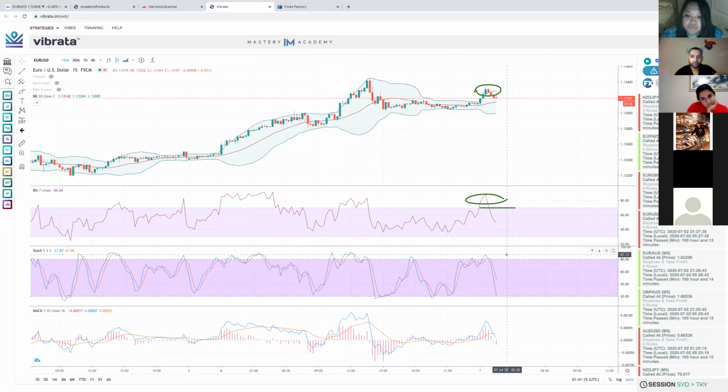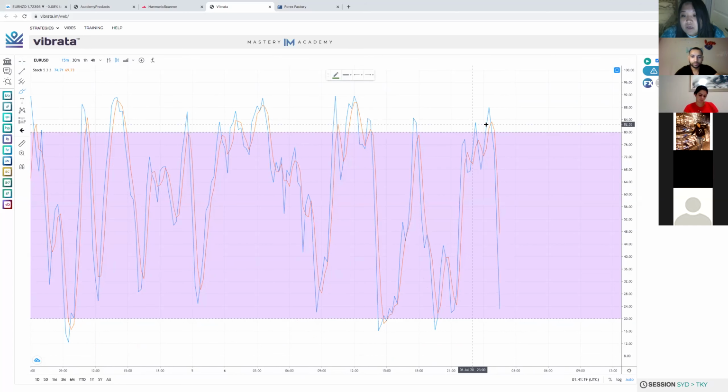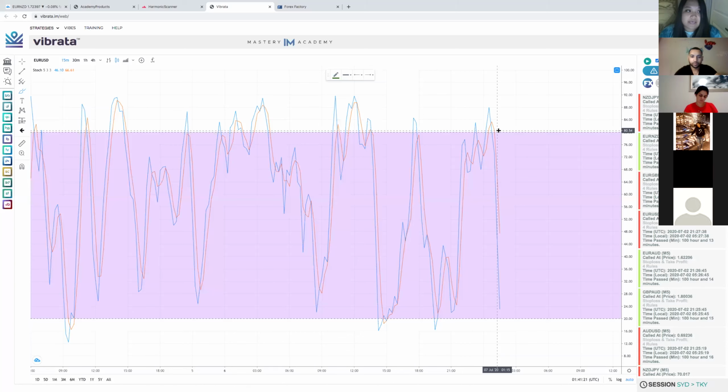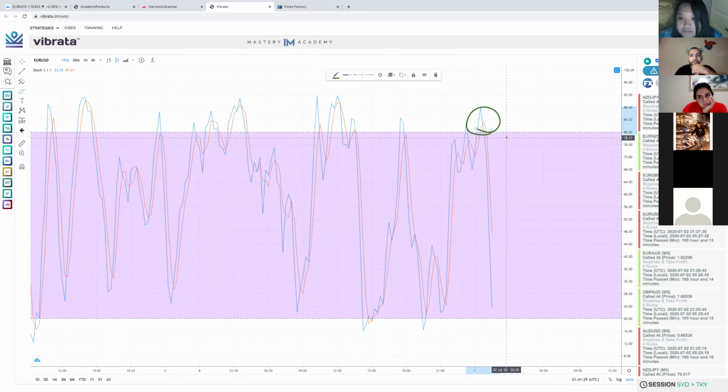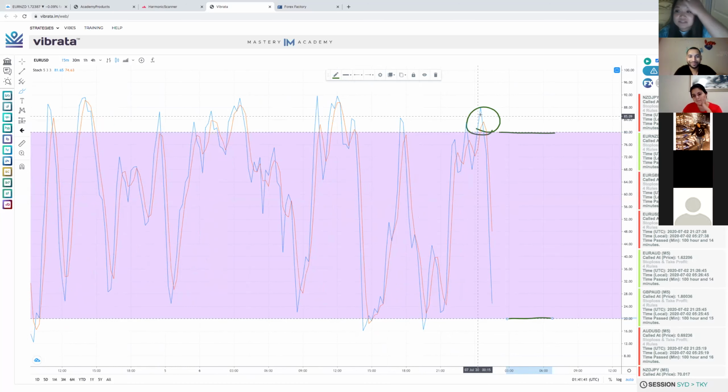And the third rule is the stochastic, right? Same thing, but what I like to do on the stochastic is see the blue crossing the red line. Y'all can see right here. And it has to be out of the zone. The zone is the 80 level to the 20 level, right? I'm waiting to see, my bad, y'all, I'm waiting to see the lines right here crossing or getting close to each other.